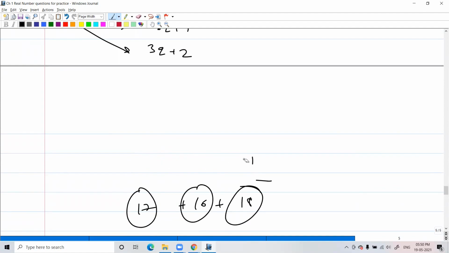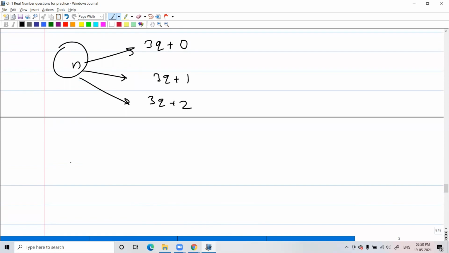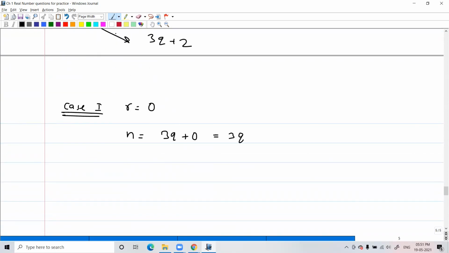Is that how you people have done? Yes, sir. We say r is equal to 0. So n becomes 3q plus 0, that is 3q. So this is your n value. This is one way of representing n, 3q.